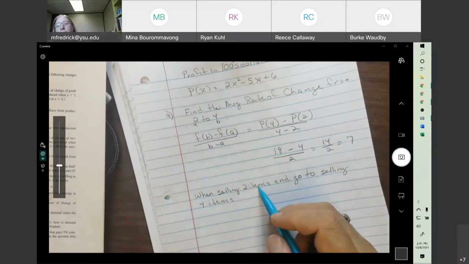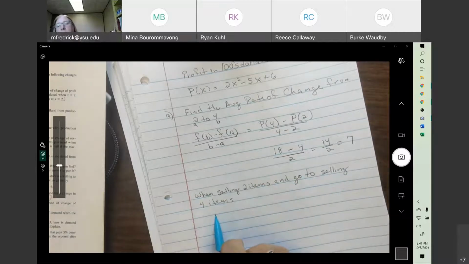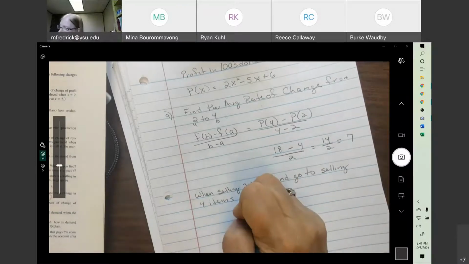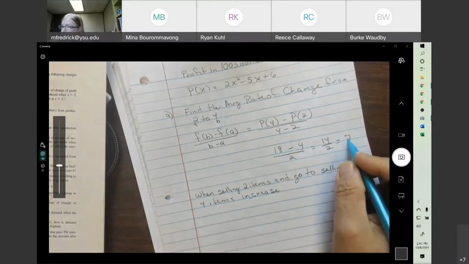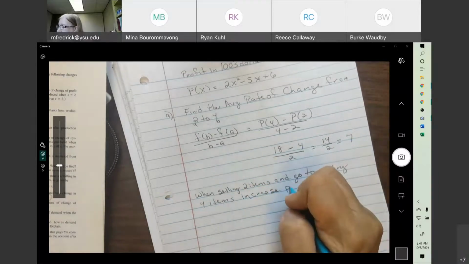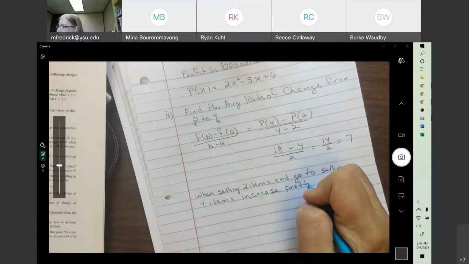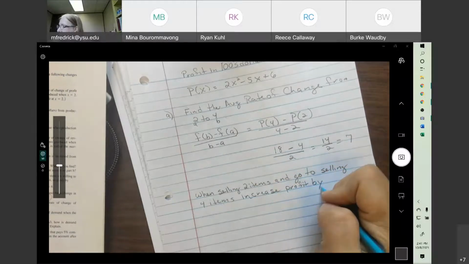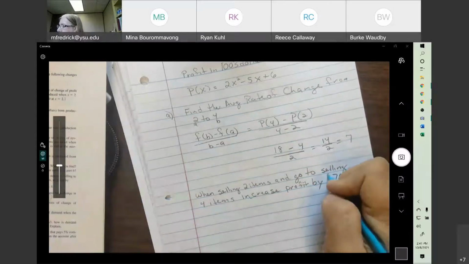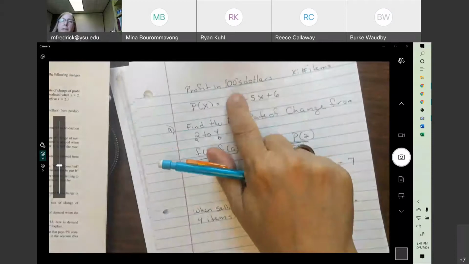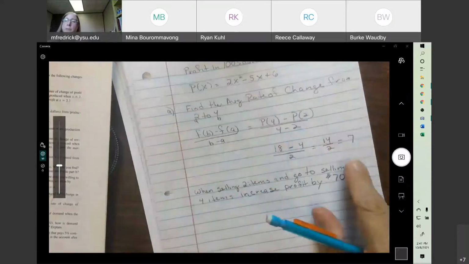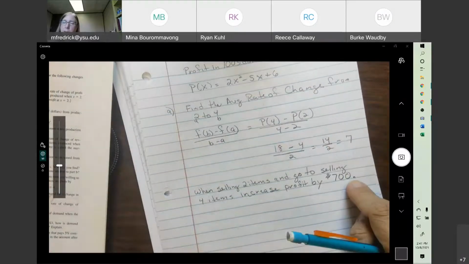So if we're selling 2 items and we decide to go to 4 items and sell them, we increase, because it's positive 7, we increase profit by $700, because profit is in hundreds of dollars. So instead of 7, it's 700.